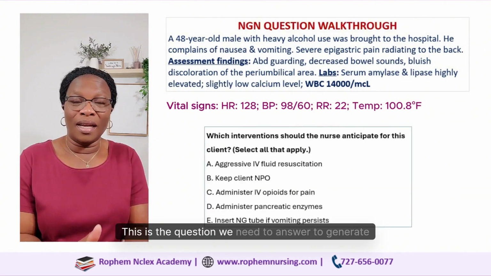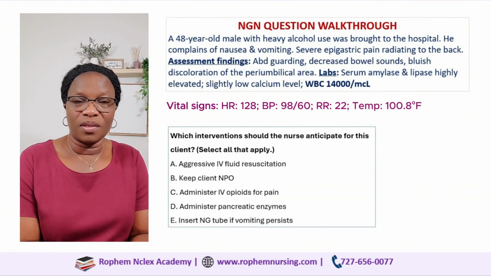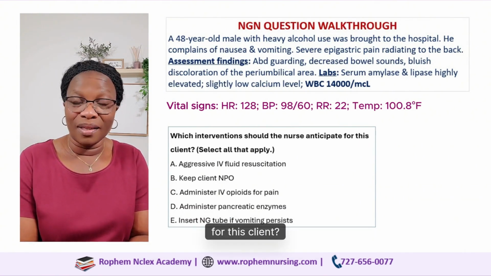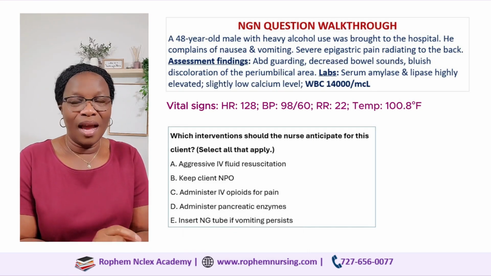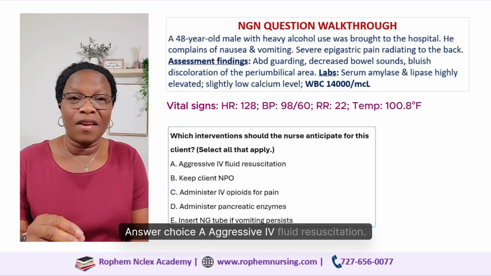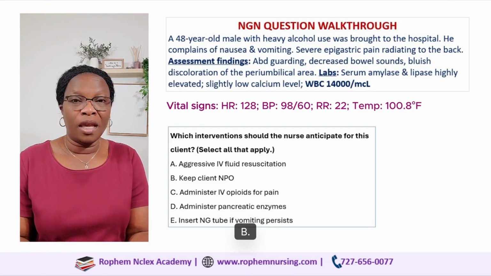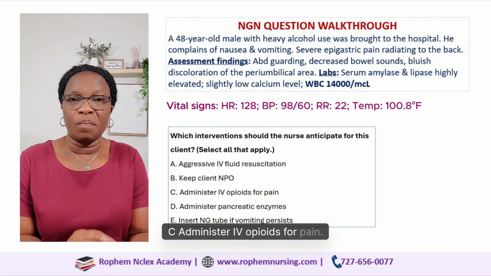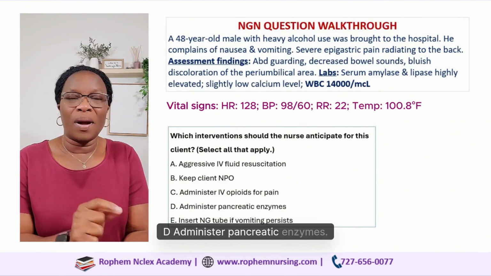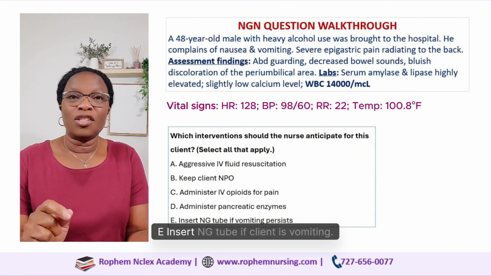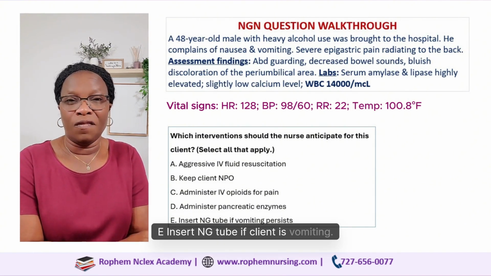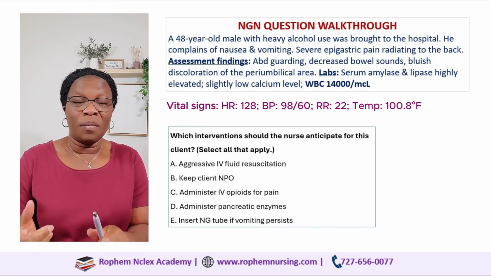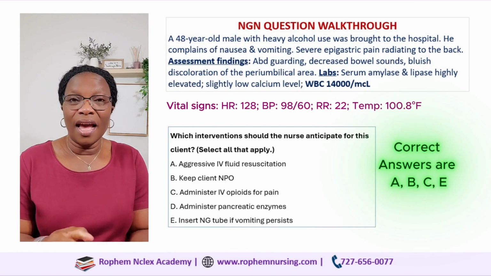This is the question we need to answer to generate solutions. Which interventions should the nurse anticipate for this client? Select all that apply. Answer choice A, aggressive IV fluid resuscitation. B, keep client NPO. C, administer IV opioids for pain. D, administer pancreatic enzymes. E, insert NG tube if client is vomiting. Which of them are your choices? The correct answers are A, B, C, and E.